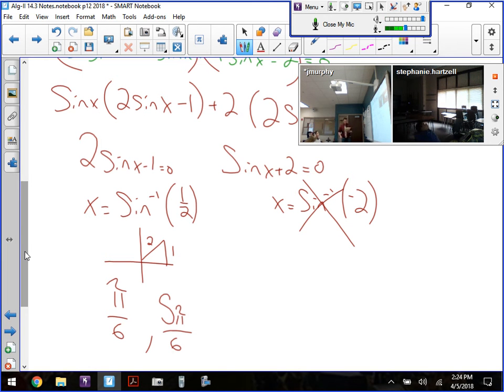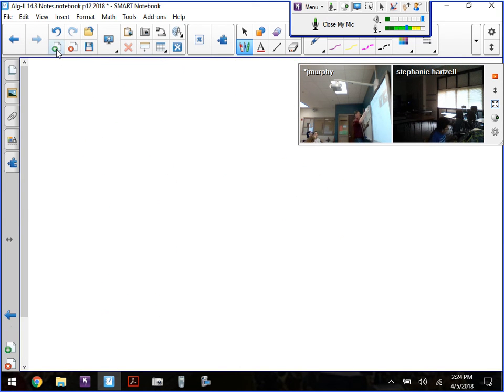All right, let's try this one. Same deal. Would we also have to solve for cosine here? No, because what we did is we rewrote it in terms of sine. And by using the identity, you're eliminating having to worry about the cosine.